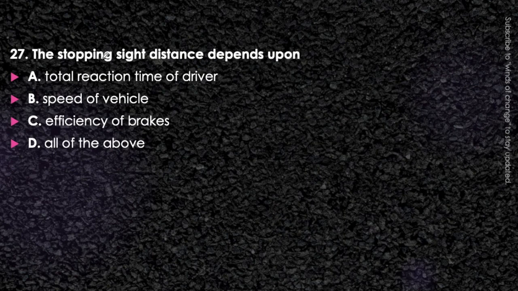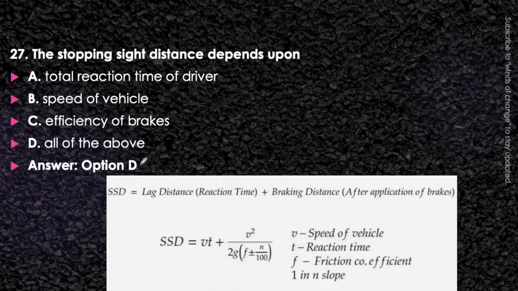Next question, the stopping sight distance depends upon total reaction time of driver, speed of vehicle, efficiency of the brakes or all of the above. Just think about it, very easy question. The stopping sight distance will depend upon all of these. You can see here that it depends upon the reaction time of the driver, that is Vt, plus V square upon 2g(f plus n by 100), as well as the speed of the vehicle. It will depend upon the efficiency of the brake also, which is not mentioned in this formula, but it is very much applicable. So the answer will be option D, that is all of the above.